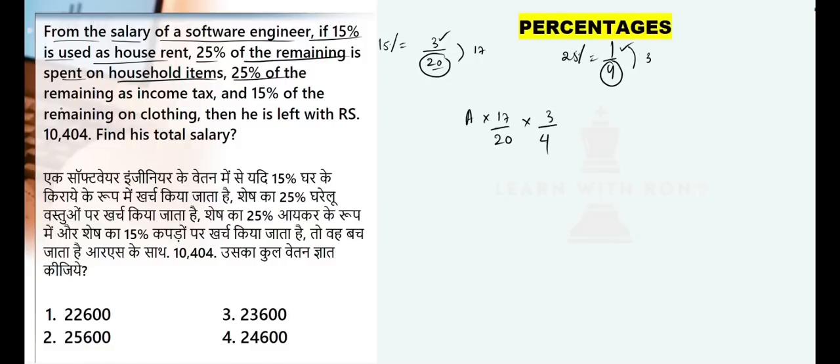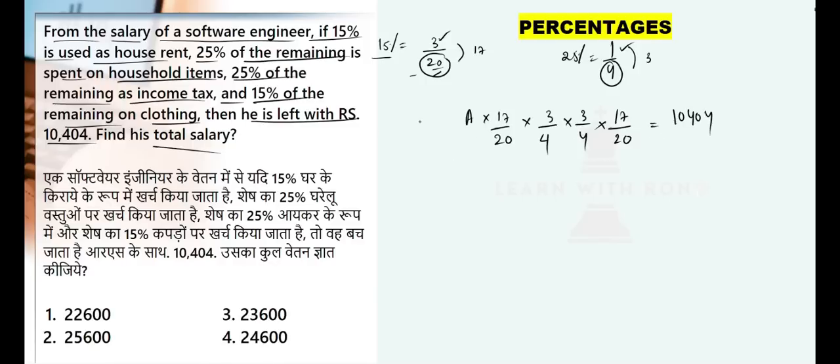Again, 25% of the remaining as income tax. If 25% of the remaining is spent, he will be left with again 3 by 4 multiplied, and 15% of the remaining on clothes. Again 15% is 3 by 20, in 20 parts. If 3 parts are spent, we will be left with 17. So again 17 by 20. After this, he is left with 10,404. So after all these deductions, he is left with 10,404.